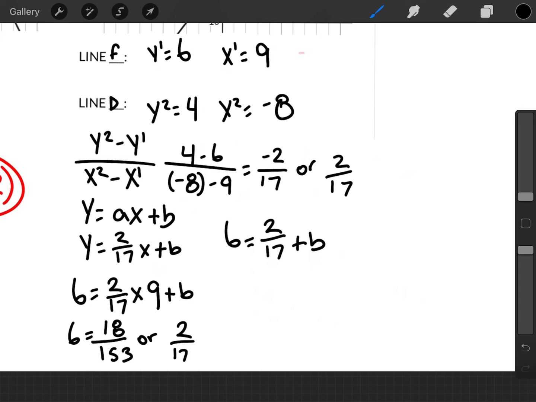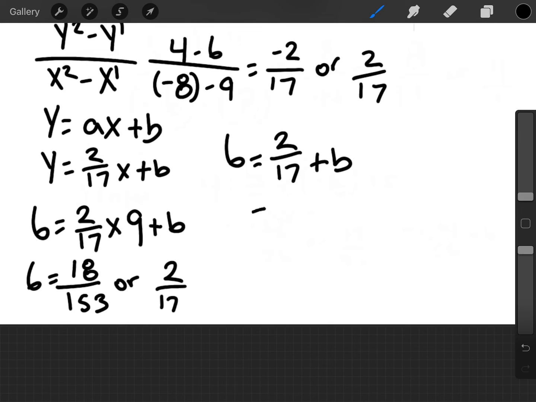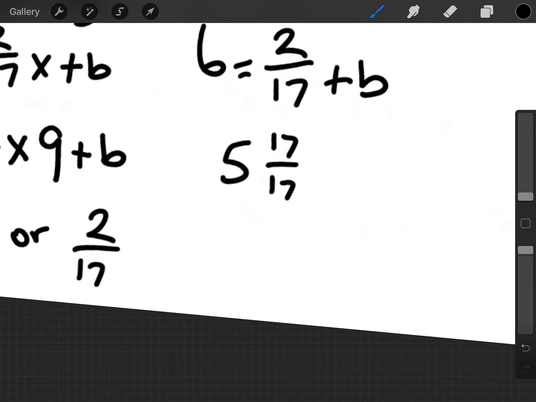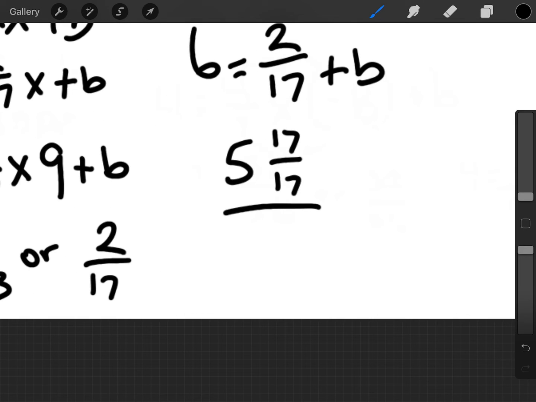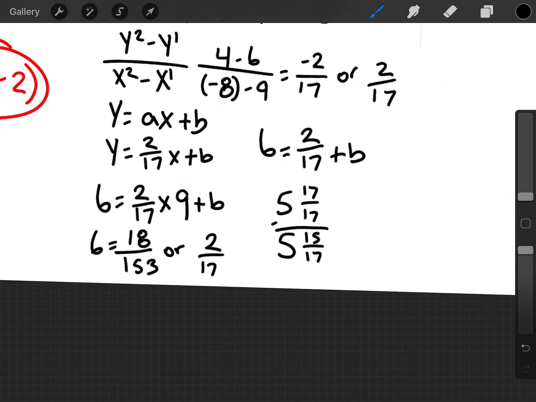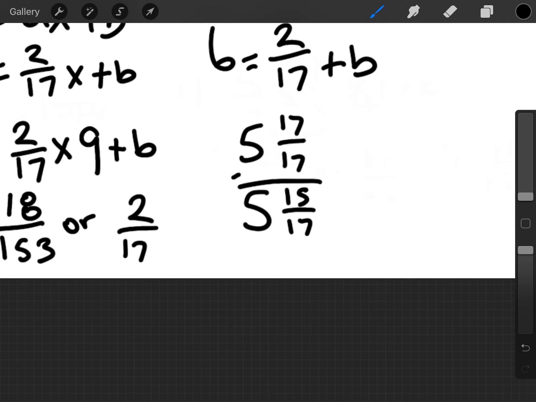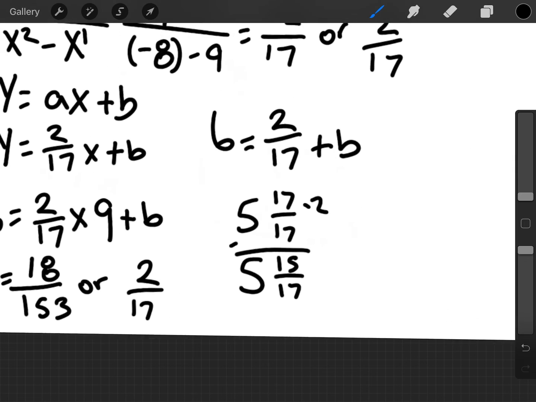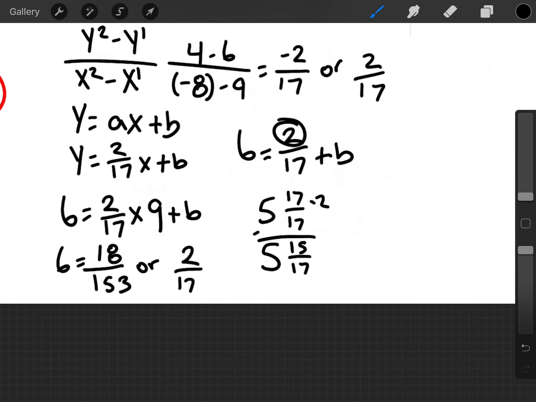I now have to write out the equation of 6 equals 2 over 17 plus b. We now have to get b alone, so we have to turn this into a mixed fraction. So 5/17 over 17 is equal to 6. So we have to subtract the 2 from above the 17 to get 5/15 over 17. Again, the 2 that we are subtracting is from the numerator of the past equation.